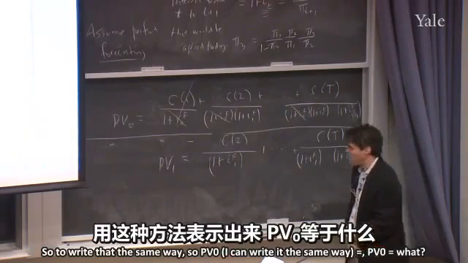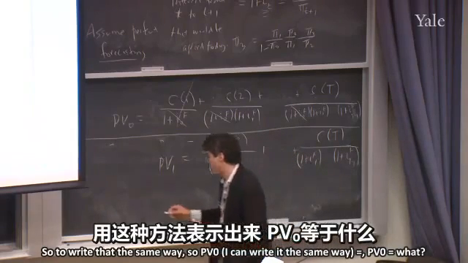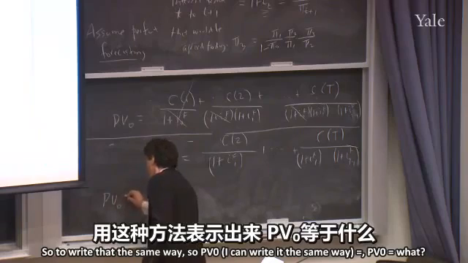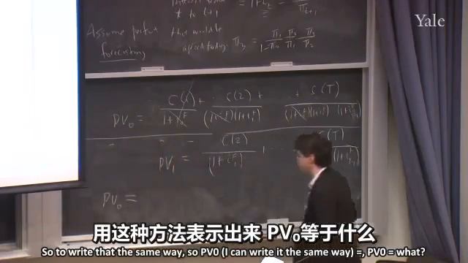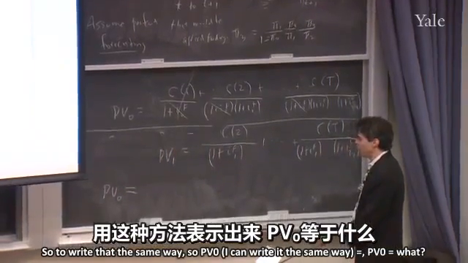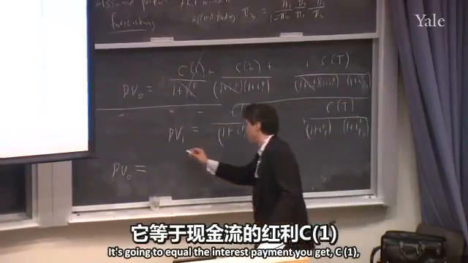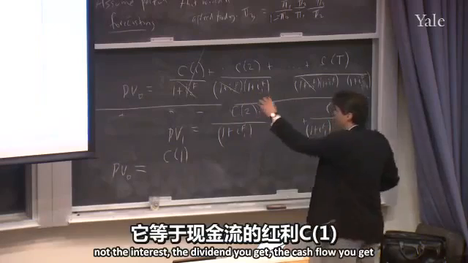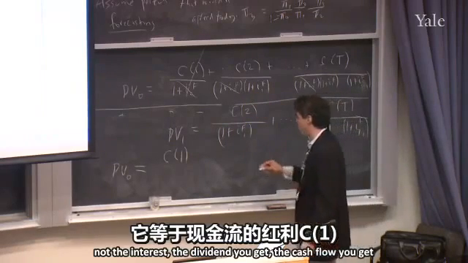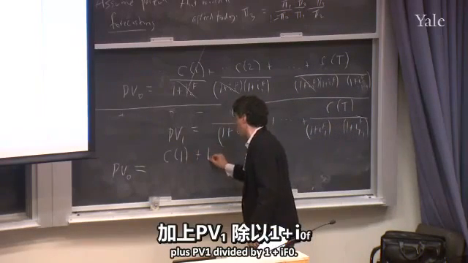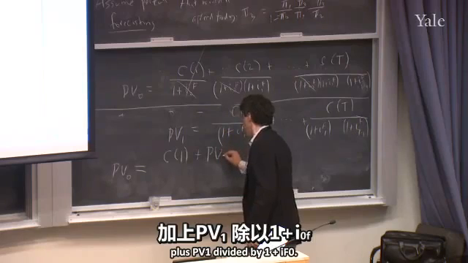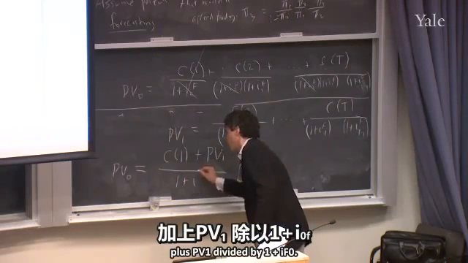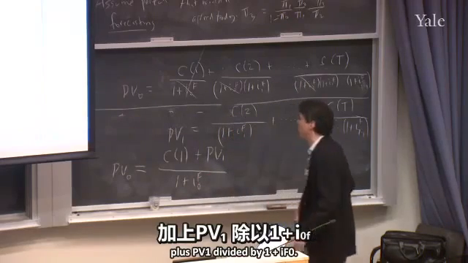Okay, so to write that the same way, PV0 equals what? It's going to equal the interest payment you get, C1, not the interest, the dividend you get, the cash flow you get, plus PV1 divided by 1 plus IF0.